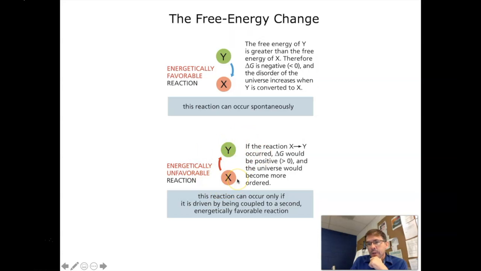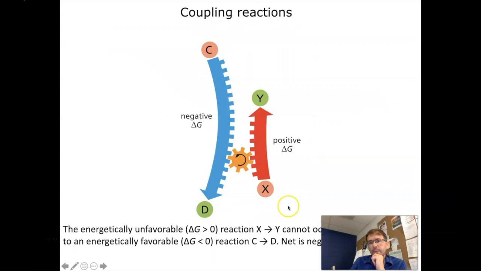unfavorable reactions to occur? Because certainly a cell needs to build macromolecules, needs to increase order, needs to synthesize proteins and nucleic acids and sometimes long chains of carbohydrates and things along those lines. How do these unfavorable reactions move forward? Well, fortunately, they can be coupled.